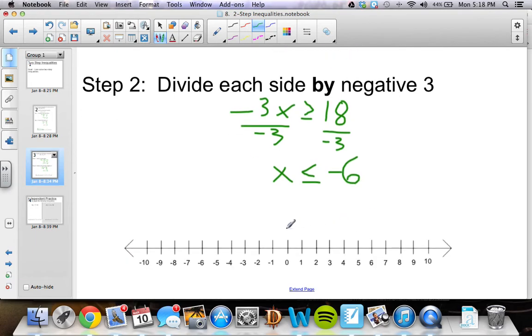Once again, we're going to come down to our graph. We're going to go to -6 right here. It's going to be a closed circle. Every number x is any number less than -6 or equal to -6, so go off to the left.